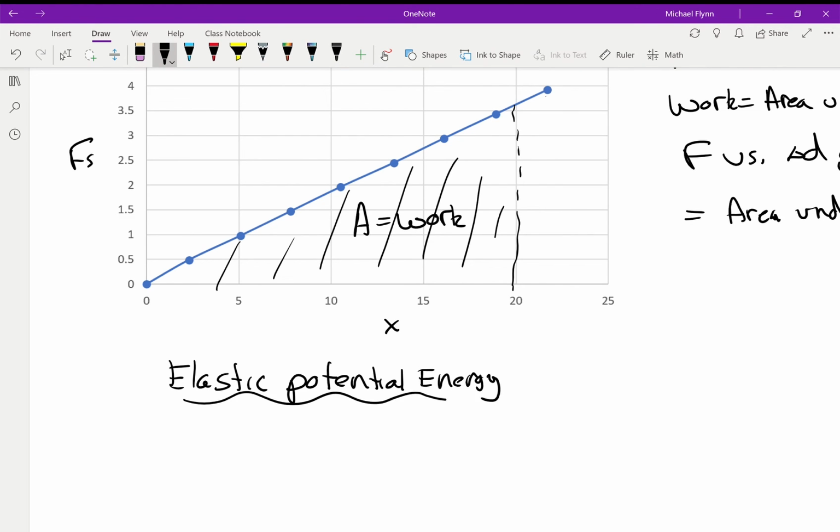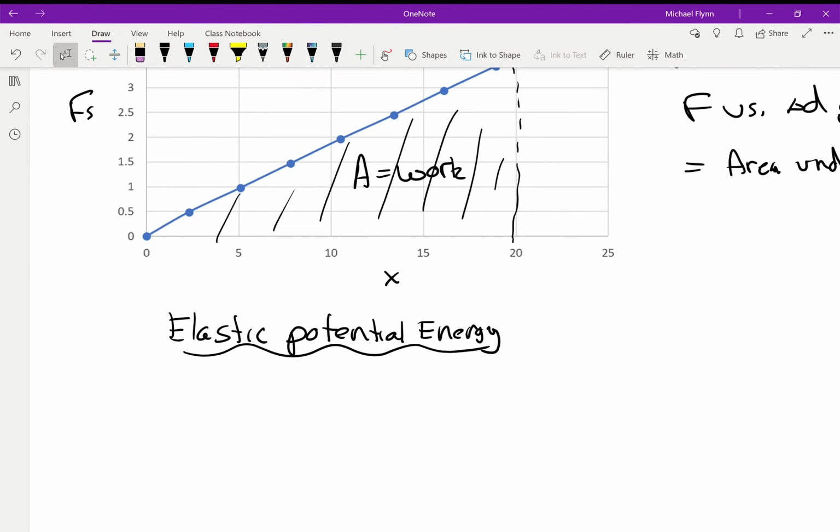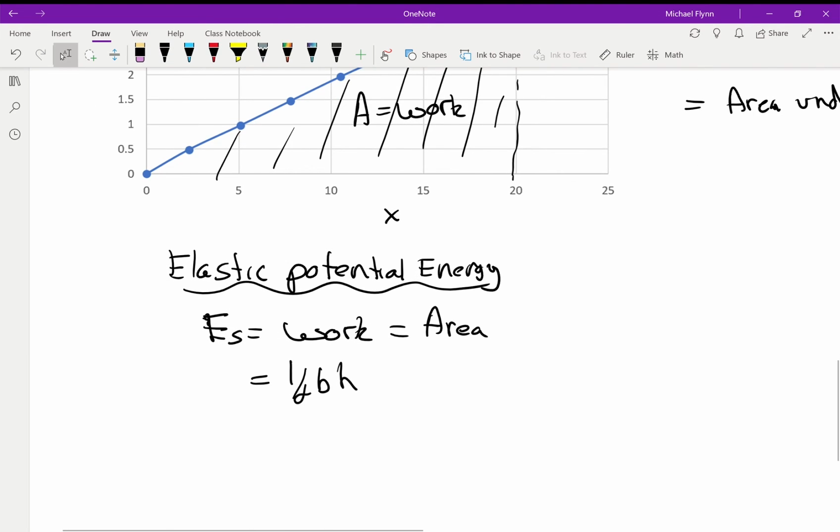All right, now, what's the formula for elastic potential energy? Well, it's very simple. If you look at this linear system that we have here, the energy stored in the spring is equal to the work done when you stretch the spring, which is equal to this area, the area under the line. So that's half the base times the height, right? The base is x, it's the stretch.